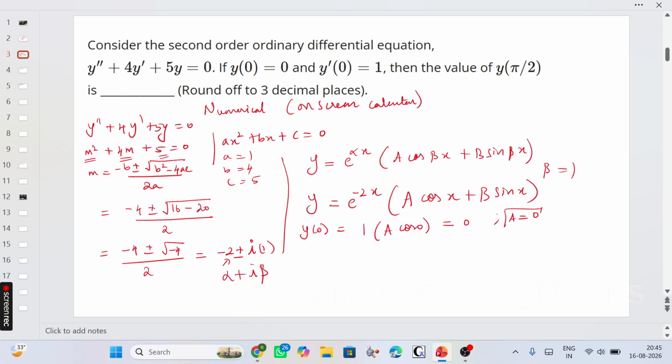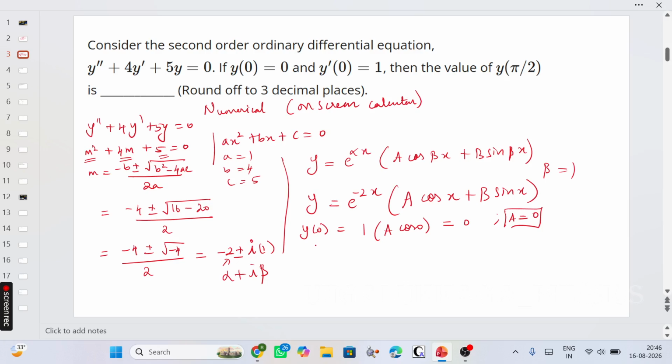Once I fix this, what I have to do is rewrite this solution by applying this first initial condition and write it as y is equal to, since a is equal to 0, I can leave this term. I can write it as e power minus 2x into b sine x. Let's try this. I can rewrite this as b e power minus 2x sine x.